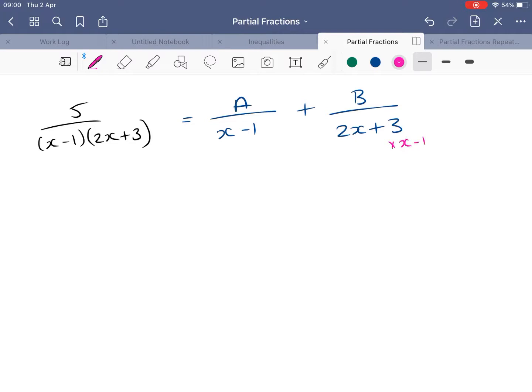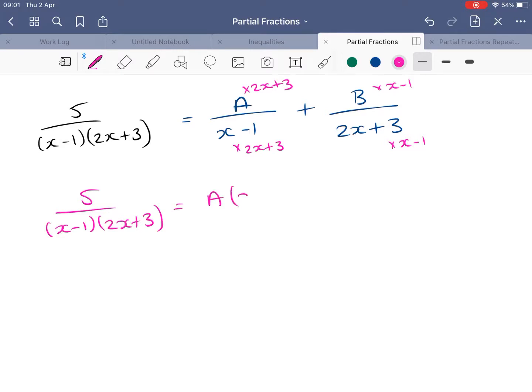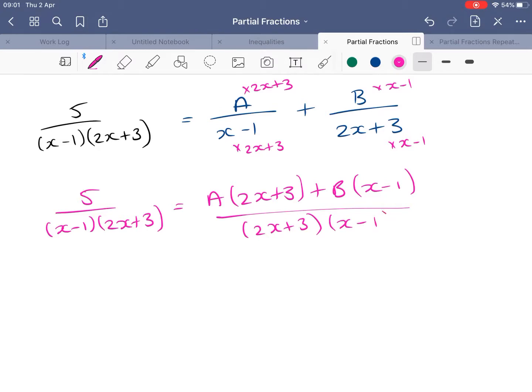What am I going to have to do? I'm going to just do this nice and quick. So the numerator and the denominator are going to have to be multiplied by x minus 1, and the numerator and denominator are going to have to be multiplied by 2x plus 3, okay? And you end up with 5 over (x minus 1) times (2x plus 3) is equal to a times (2x plus 3) plus b times (x minus 1) all over (2x plus 3) times (x minus 1).